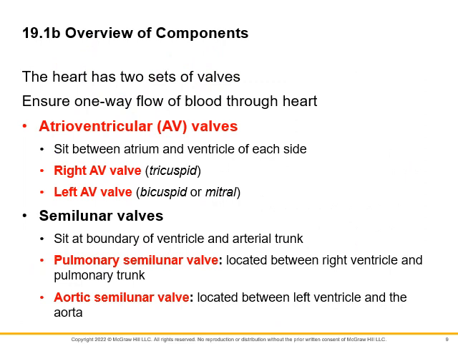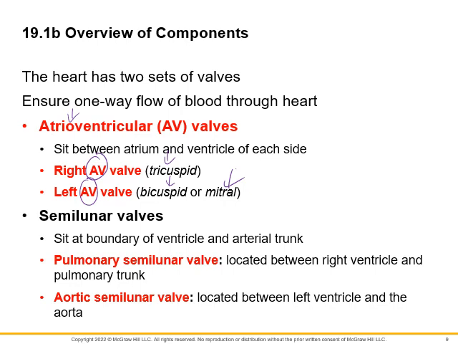Now we have to look at the valves. There are sets of valves between the atria and the ventricles, and then from the ventricles to the great vessels, either the aorta or the pulmonary trunk. So AV valves, atrioventricular, right? So they're between the atrium and the ventricles. We have the right AV valve, the left AV valve. We still use these names, tricuspid and bicuspid. You can use whichever terminology you like.